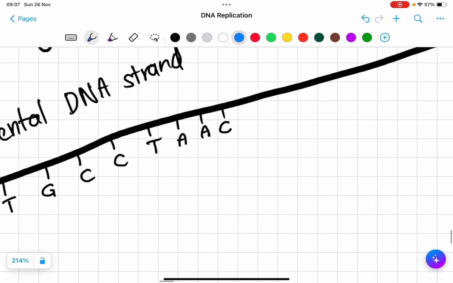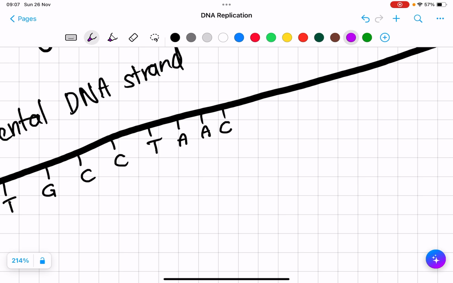So, kita imagine contoh. Okay, katalah primase pun datang. So, contohnya primase bind dengan parental DNA strand ni. Okay, this is primase. Contoh. Okay, what primase will do is primase akan read the nitrogenous base CAATC. Dia akan baca, dia akan bergerak.